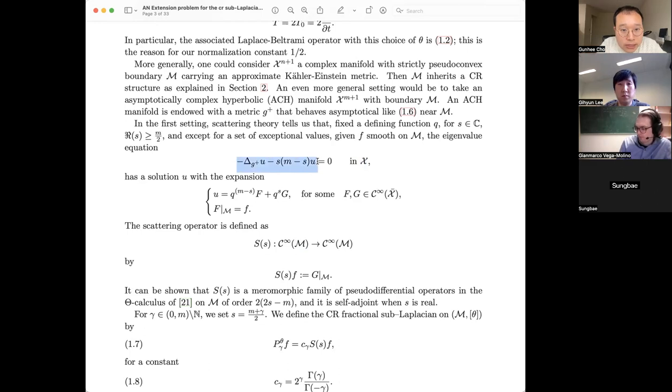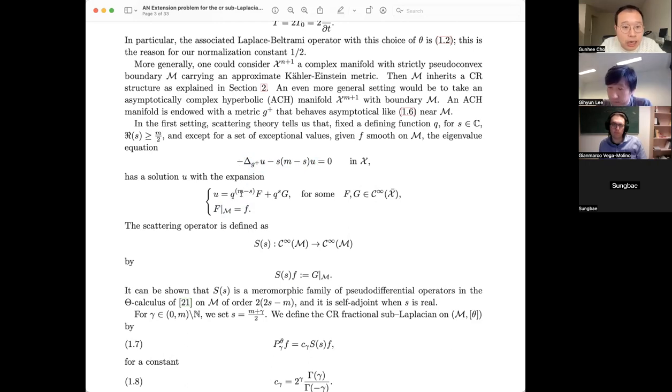And you can notice that this S and M minus S are just some number. So this is just a number, so that this is nothing but finding the eigenfunction. So one starts from the boundary data, and then one should be able to extend this boundary data as one of the eigenfunctions with respect to the Laplacian of the complex hyperbolic space.